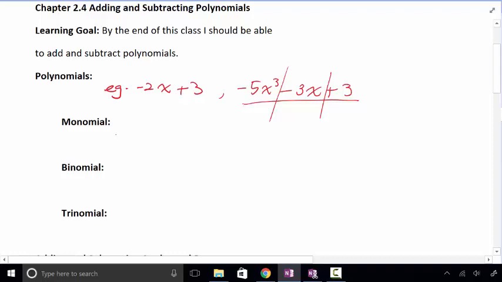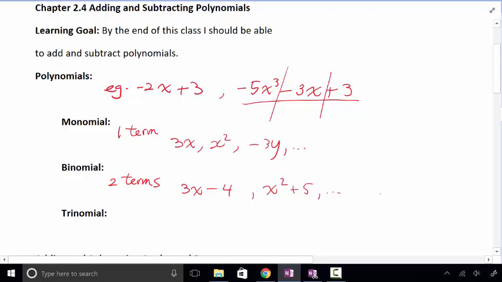So a monomial, we talked about this. How many terms does a monomial have? 1, so it's one term. For example, 3x. What else will be a monomial? x squared, right? Negative 3y. All those are monomials, one single term. A binomial is how many terms? 2, so it's going to be 2 terms. This one will have something like 3x minus 4, or x squared plus 5, and so on and so forth.